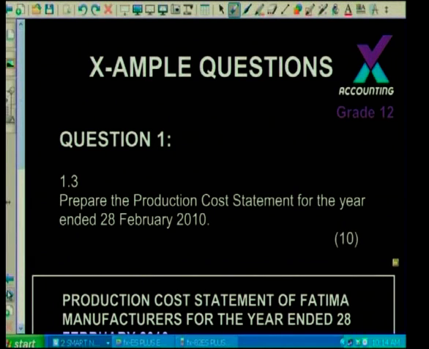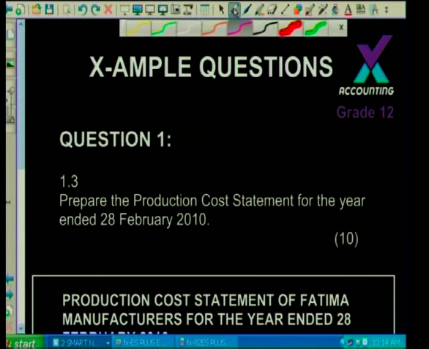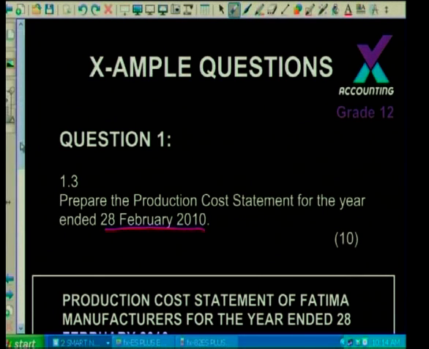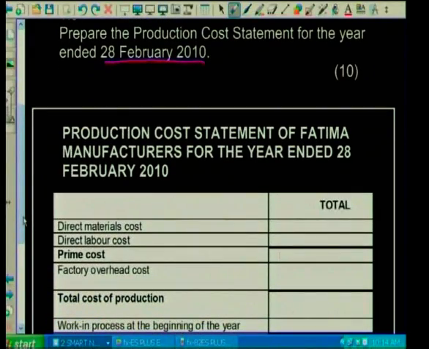Right, guys, I've got my three costs that I spoke about right at the beginning of the session. I've got my direct material cost, I've got my direct labor cost, and I've got my factory overheads. So now I can calculate what was my total production cost. In other words, I now need to complete my production cost statement. So let's do that. That is the next bit of our question. 1.3, prepare the production cost statement for the year ended 28th Feb 2010.